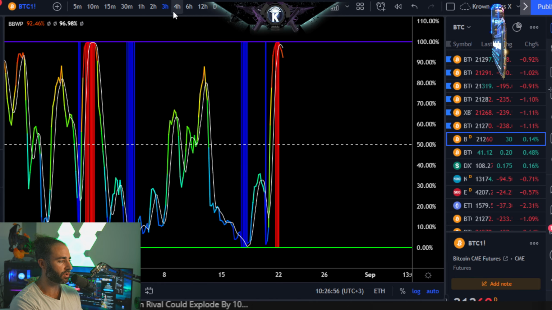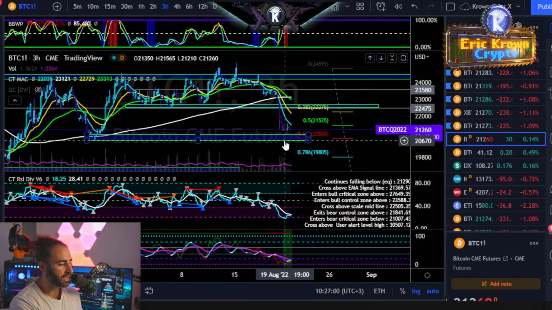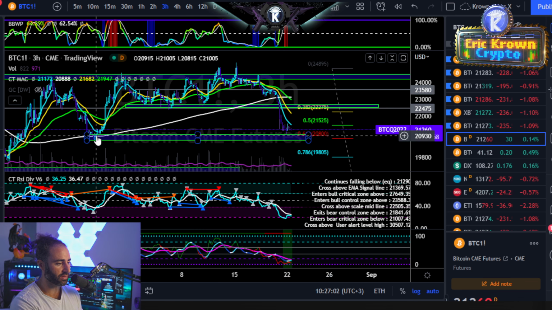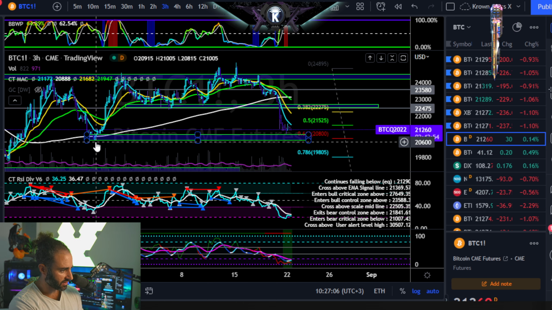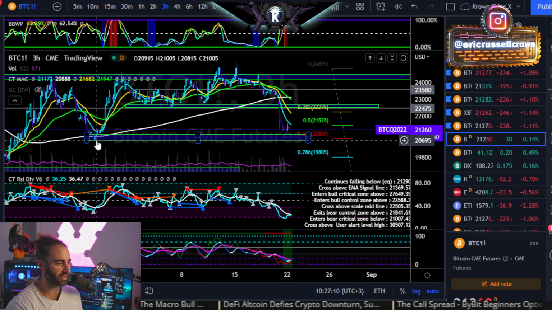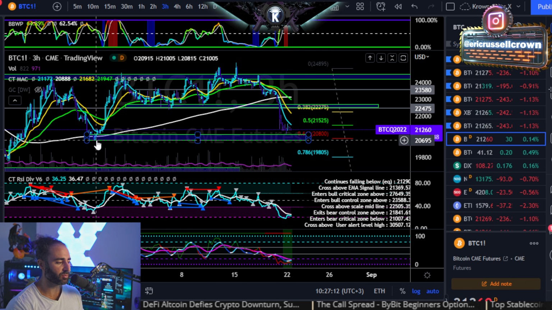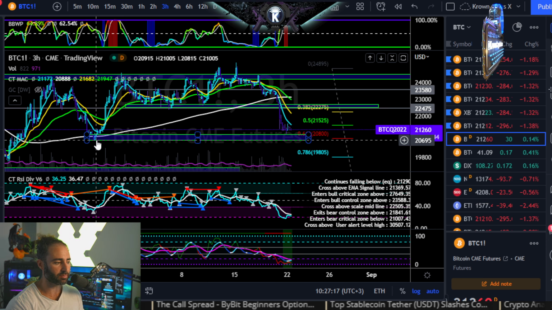I would really only look for that next move into the mid-19s if and only if Bitcoin closes below this low over here, which was about 20,600. Yeah, about 20,700 or so on CME. If you see something like that, then I suppose Bitcoin's probably going to make its next move down below about 20,000 before the next bounce attempt.